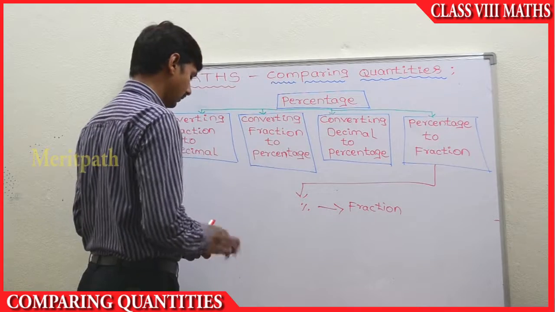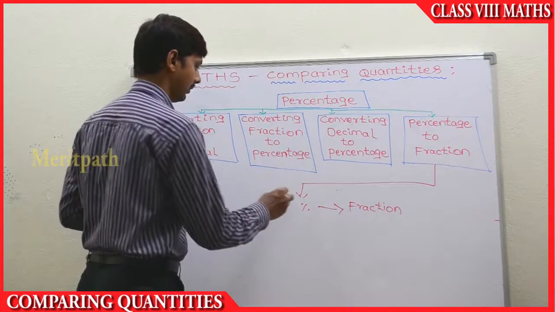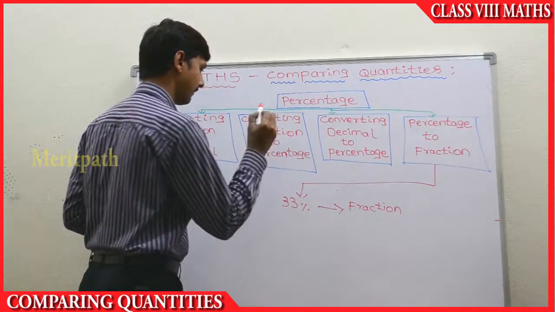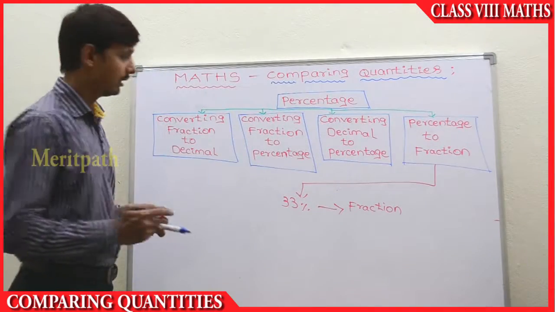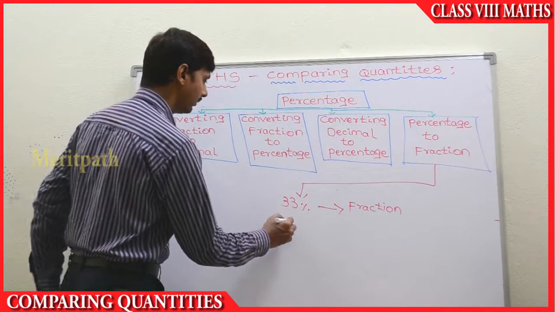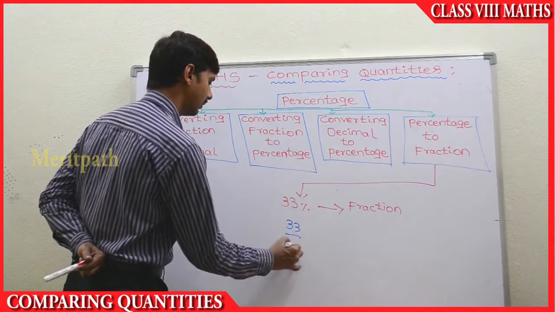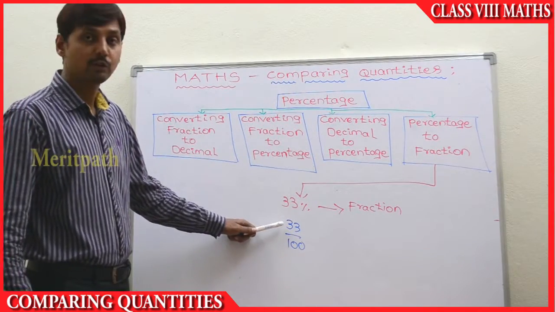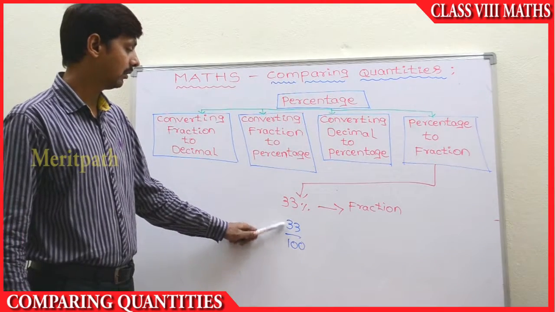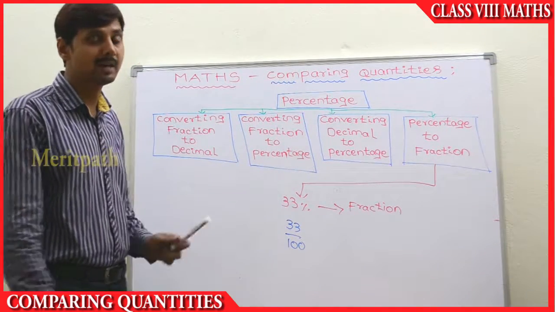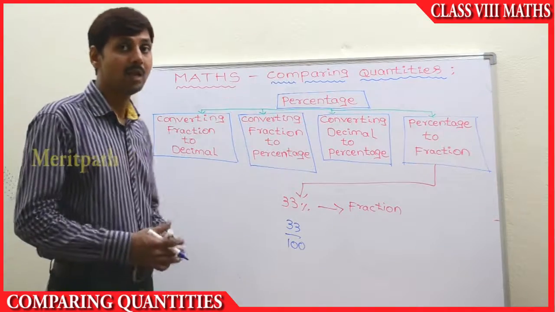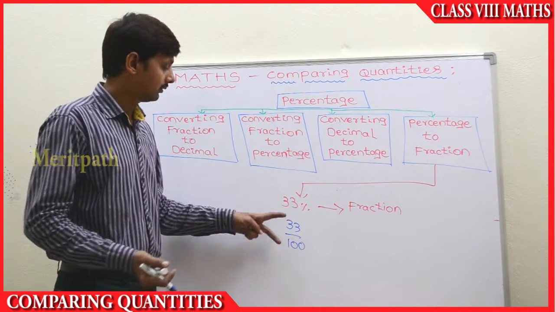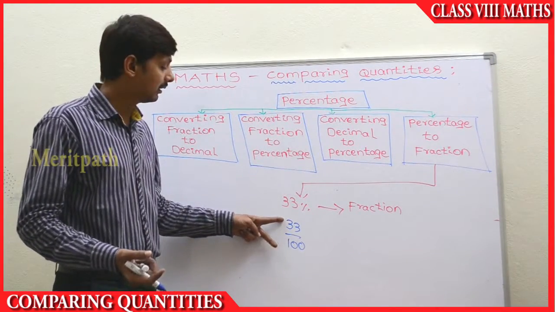33%. 33% means 33 by 100. This cannot be cancelled, because the numerator is an odd number and the denominator's number cannot cancel it. It doesn't have any common factor, so we cannot cancel.